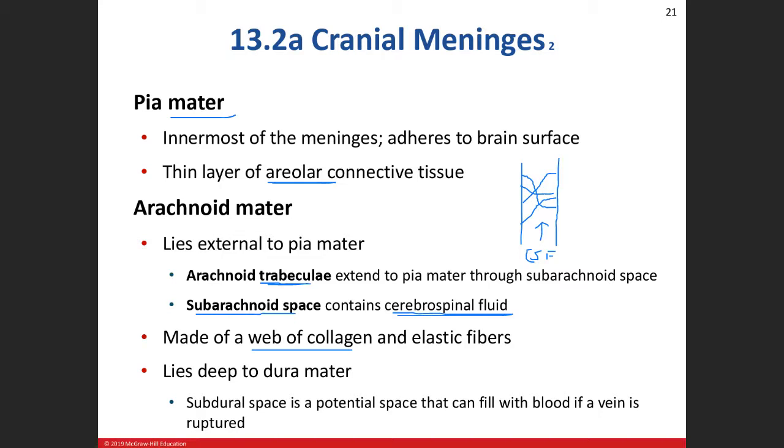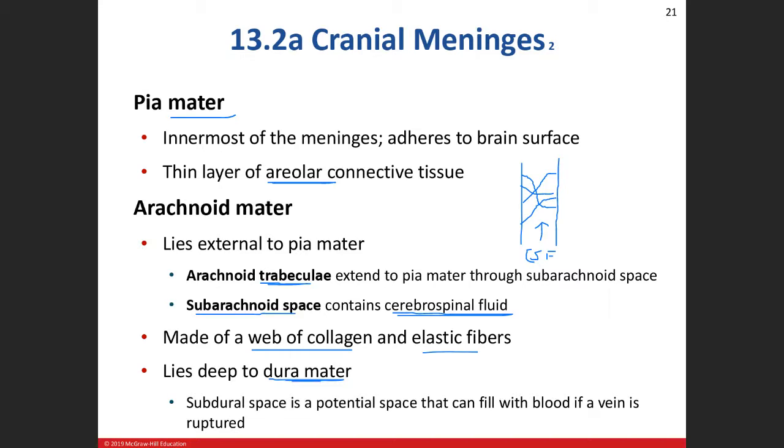That web is mainly made up of collagen and elastic fibers. The collagen, as you know, gives it its structural integrity, and the elastic fibers give it that stretchiness so it can compensate when you bend or twist. I'm thinking more so of the spinal cord, but the brain too. If you're turning and twisting, things have a tendency to shift around, and this allows it to move around a little bit easier. The arachnoid mater is going to be found just underneath your dura mater.